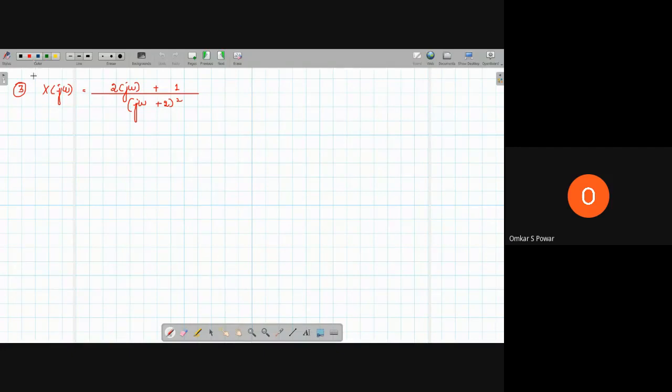Okay, so now what is the question here? X of j omega is equal to 2 into j omega plus 1 divided by j omega plus 2 the whole square. So how can we express this when the denominator is in the form of a whole square? So we will see that. Okay, put j omega is equal to s. So what we will get, 2s plus 1 divided by s plus 2 the whole square.